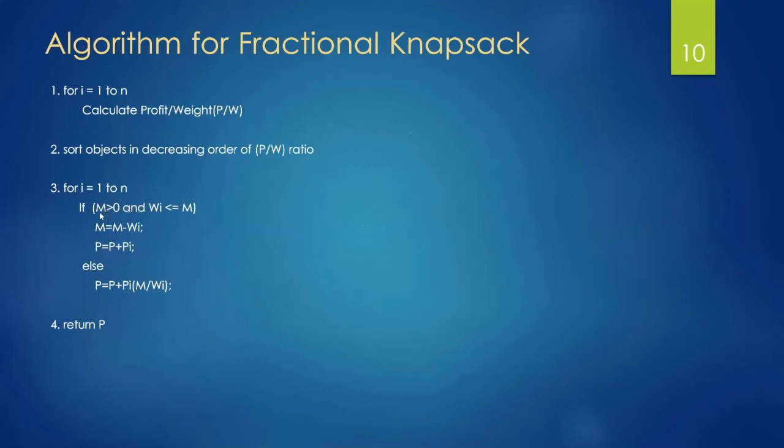Here, we use a condition: when our capacity is greater than 0 and our object's weight is less than or equal to our capacity, then the current capacity is capacity minus object's weight, and our profit is previous profit plus our object's profit. If this condition is not fulfilled, then we have to take the fractional part, and our profit will be previous profit plus object's profit times our capacity divided by object's weight. Then we return our profit value P.